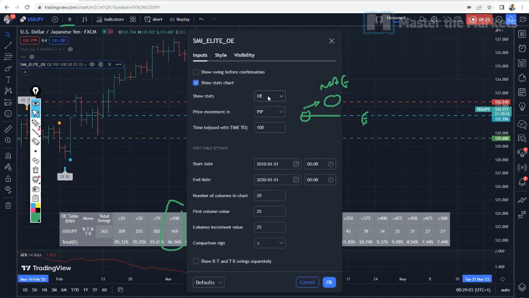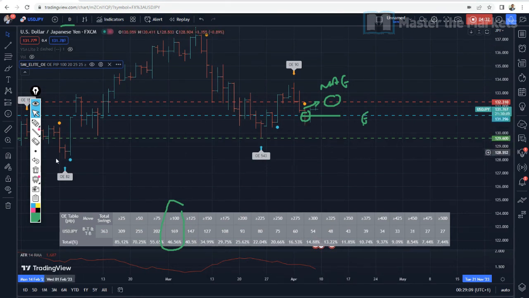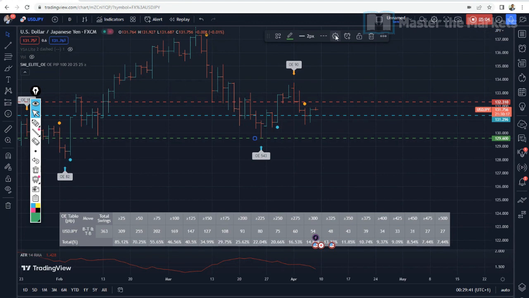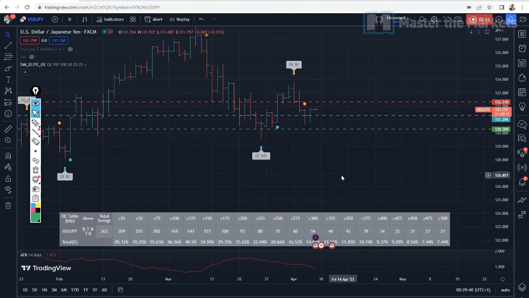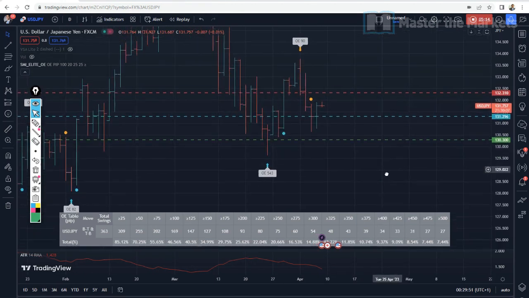I can just change that to MAE, which tells me how much it goes against us. And after that I can then also put my target, which you can see over here based on the OE, that's about 100 pips from there. So 131.30, and that's what I'm actually doing over here. I'm just doing it about 100 pips from there. As you can see, 131.29, 131.30. If I take 131.30 and take off 100 pips, 130.30 is what I'll be looking at. Let me just put that exactly over here. 130.30 is what I'll be looking at, and there you go. So that will be 100 pips from there.